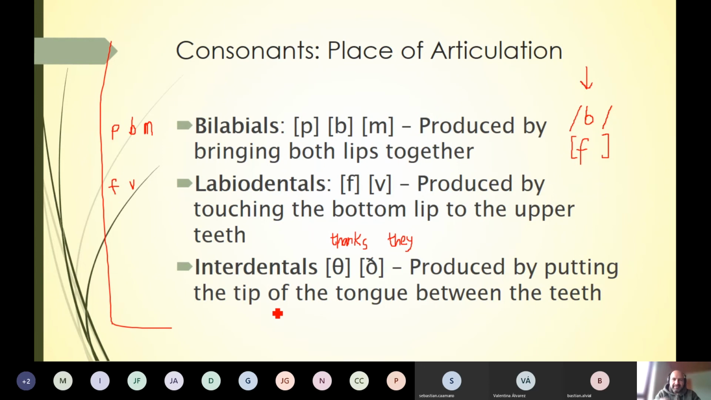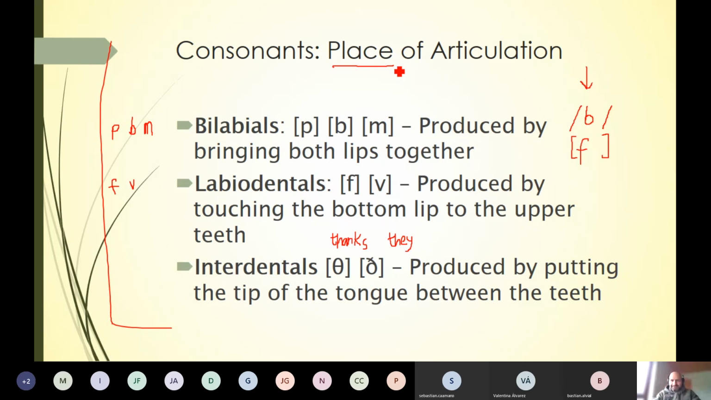We insert the tip of the tongue in between the teeth, right? So we have the upper teeth, the bottom teeth, right? And we insert the tip of the tongue. And why is it important to know the way in which sounds are articulated in a language? Because sometimes they may sound very similar to the sounds we make in our own native language, in Spanish, but sometimes they're not exactly the same.